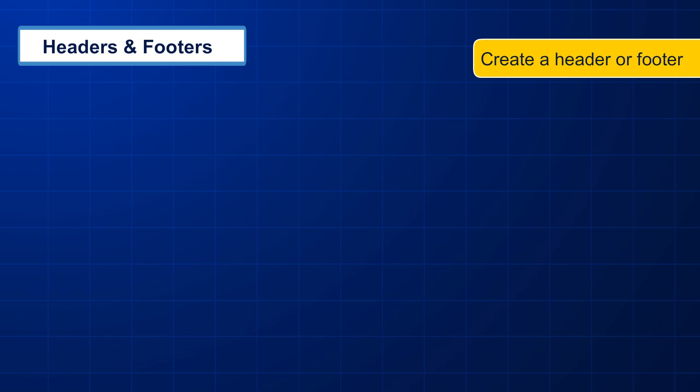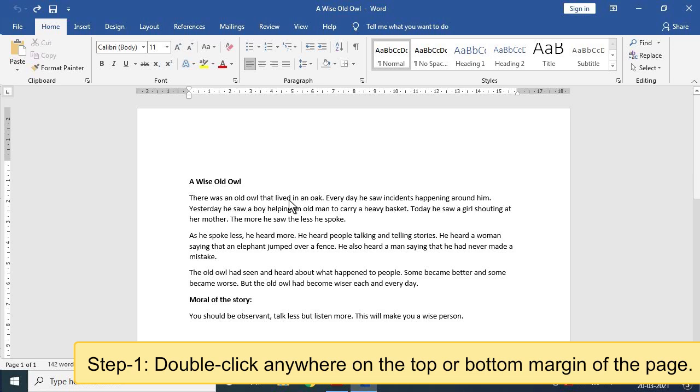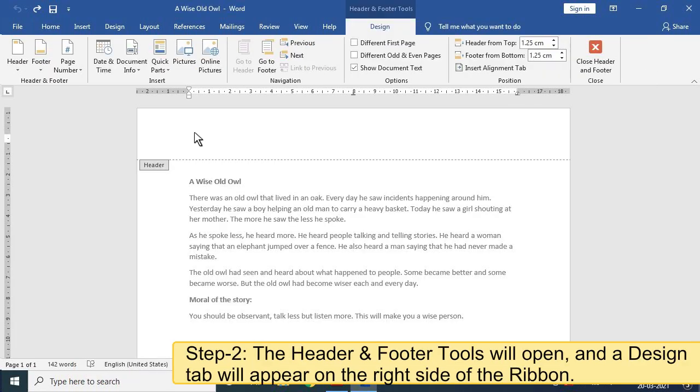Create a header or footer. To create a header or footer, take the following steps. Step 1. Double-click anywhere on the top or bottom margin of the page. For example, click on the top margin of the page. Step 2. The header and footer tools will open, and a Design tab will appear on the right side of the ribbon.